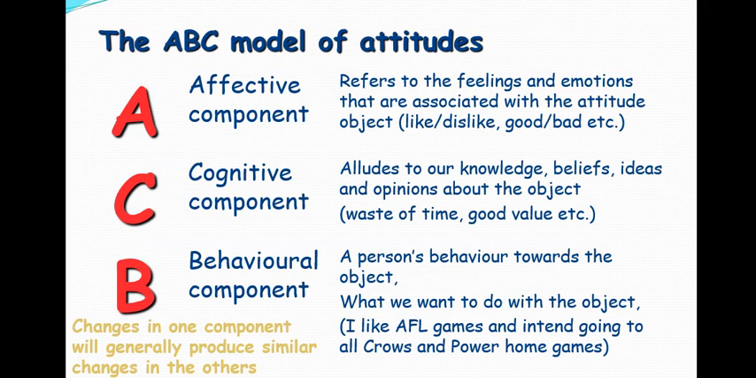Now, I don't think that I need to continue this anymore. We call it affective component because it refers to the feelings and emotions. Okay? Cognitive component alludes to our knowledge, beliefs and ideas. Okay? And B is the behavioral component. Person's attitude towards the object. Okay? I want you to remember that if we change one component, this generally means that something else will change.